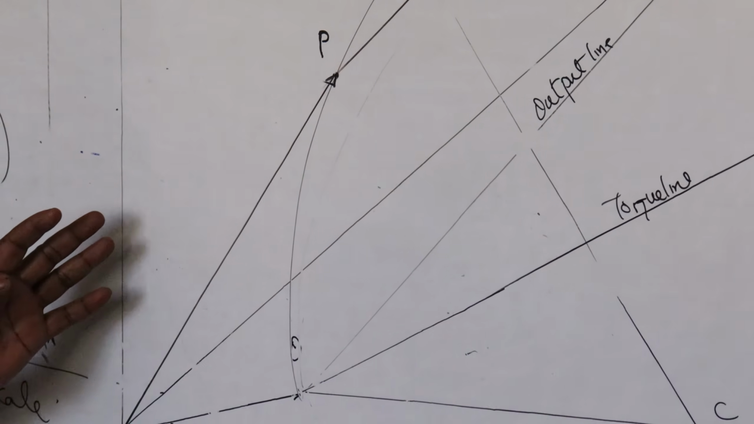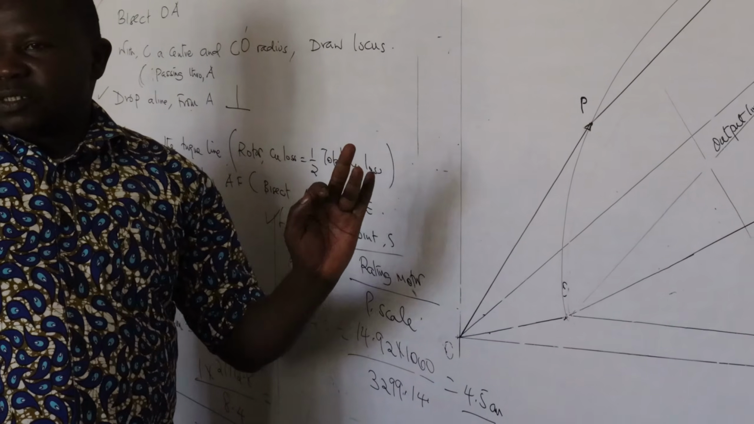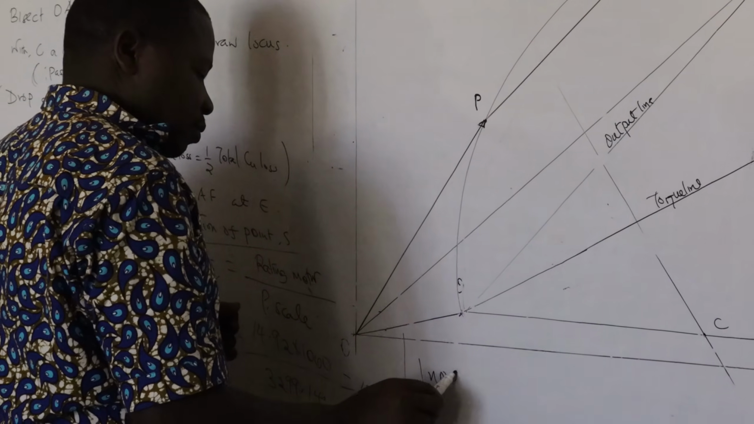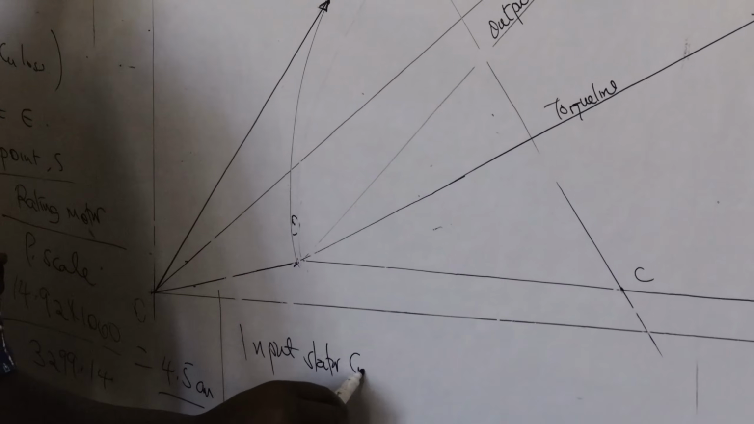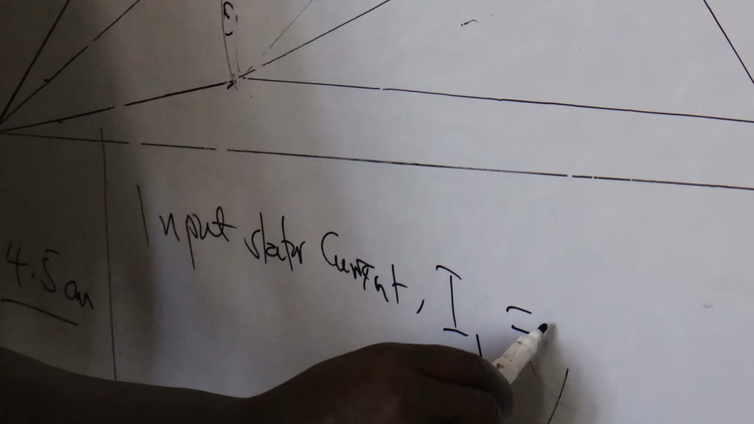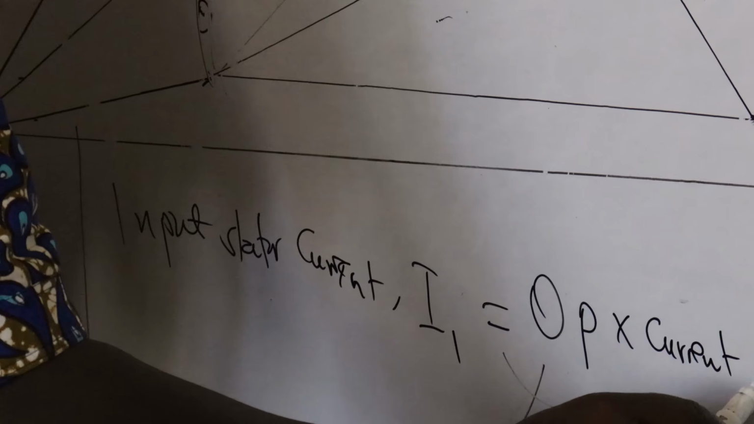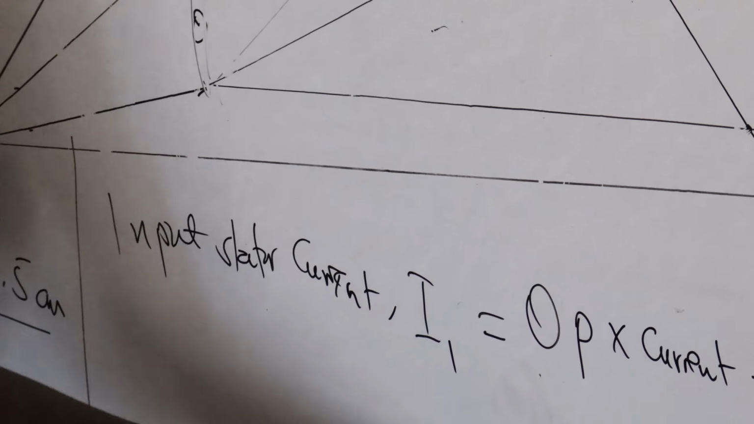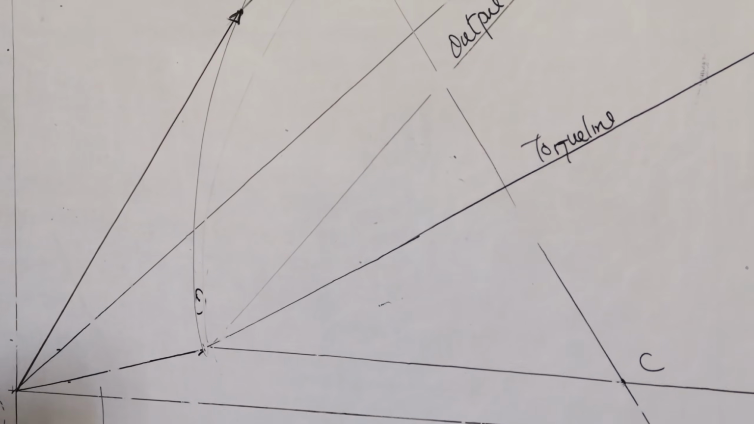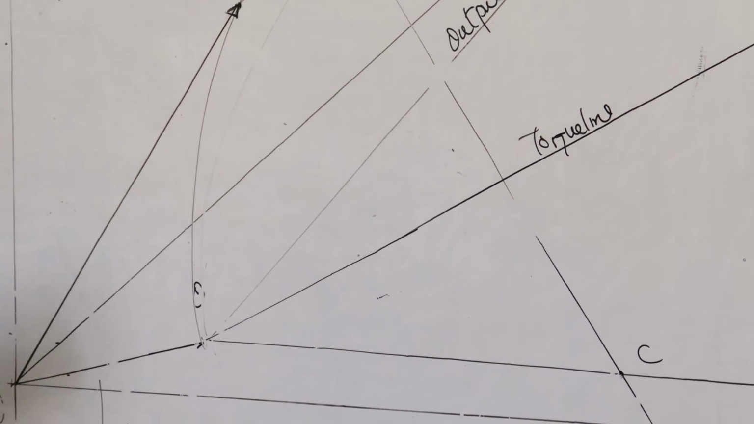Drawing is over. The first, Roman 1, input stator current. This is equal to OP times the current scale. Measure your OP. OP times the current scale. What was our current scale? 1 is to 5. So measure OP times the current scale.